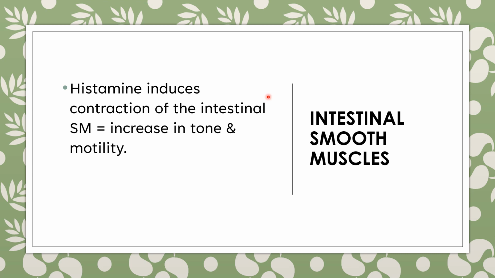For the GIT, particularly on the intestinal smooth muscle, histamine induces the contraction of the intestinal smooth muscles, causing an increase in the tone and motility of the intestine. For the species differences, the ileum of the guinea pig is considered to be most sensitive to this effect. Hence, it is used for the bioassay of histamine. Rats and mice are highly resistant to this effect.